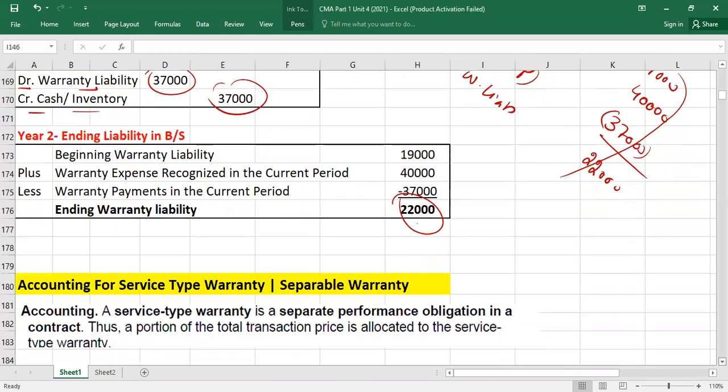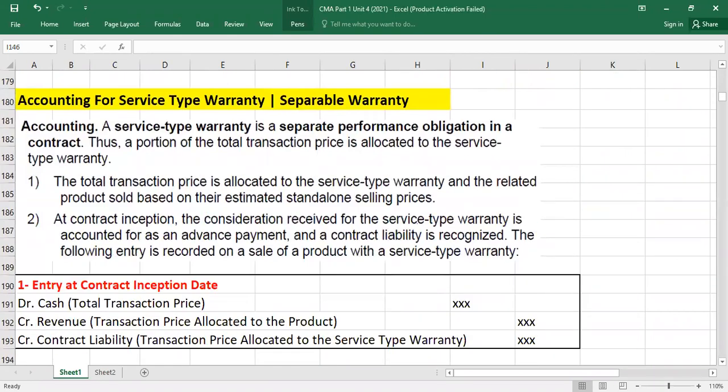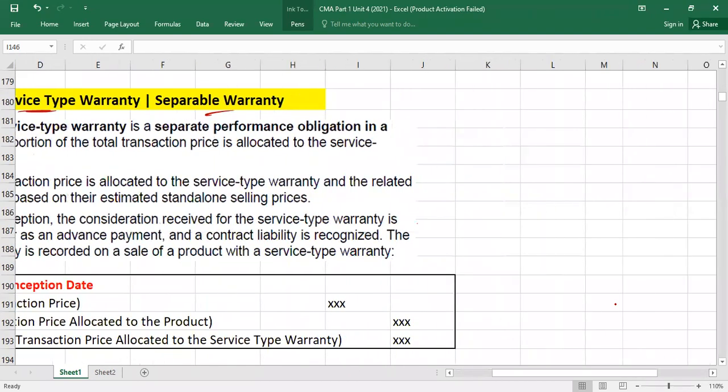Now guys, we are going to talk about accounting for service type warranty. I have already told you service type warranty is also called what? Separable warranty. Separable warranty, right? And this is also called extended warranty. So see what process you will follow for the accounting of service type warranty. I'm just giving you an example here for the first entry. First entry, what entry will you pass?